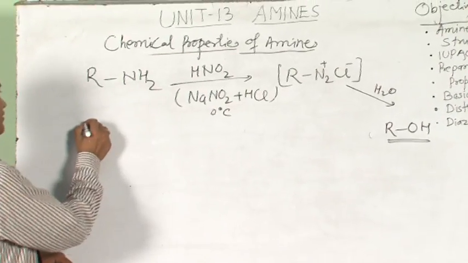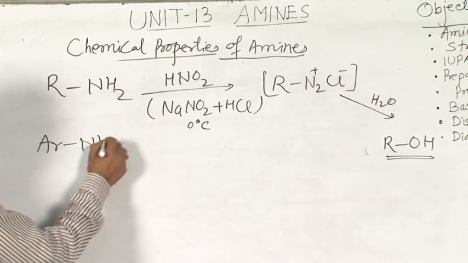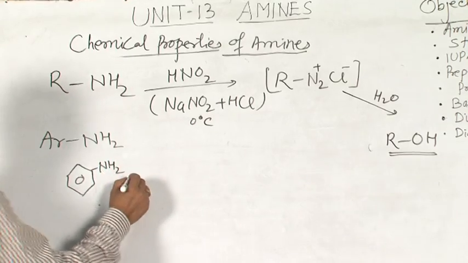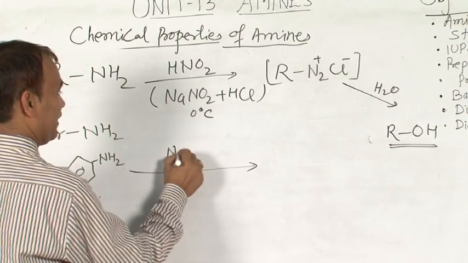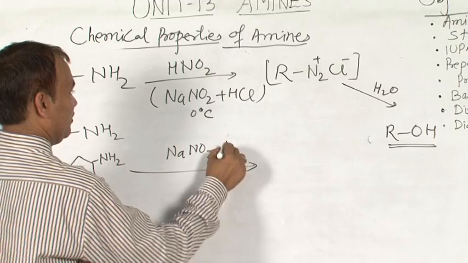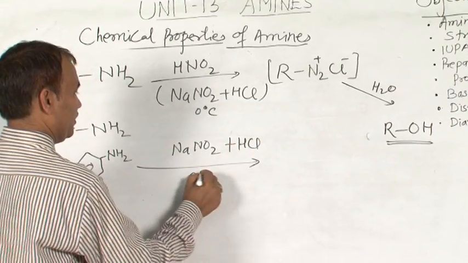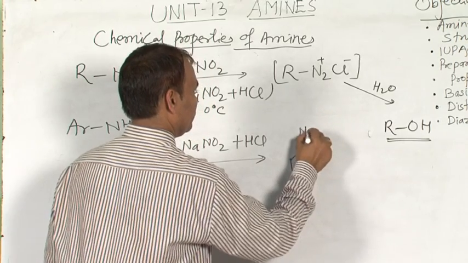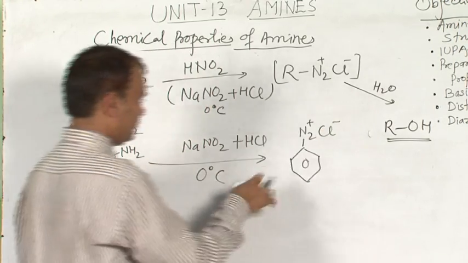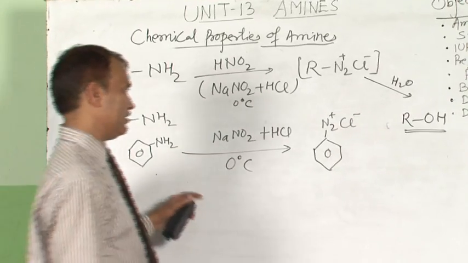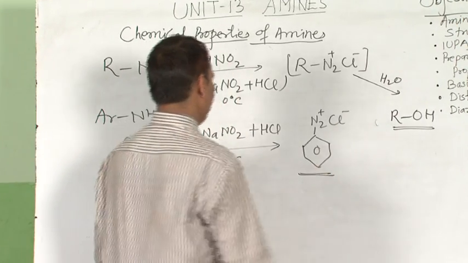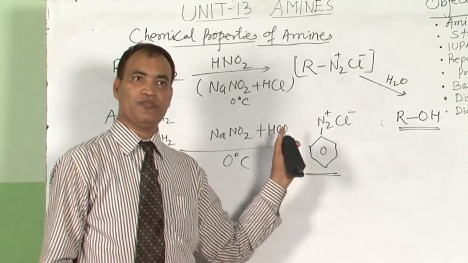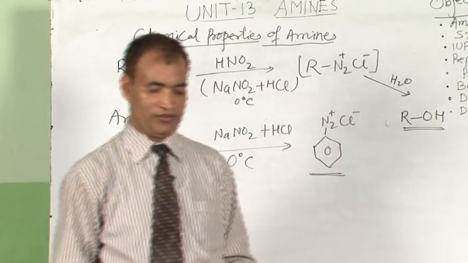But aromatic amine, for example aniline, when treated with sodium nitrite and HCl at 0 degree Celsius, gives benzene diazonium salt. We will discuss the benzene diazonium salt later on. It has high synthetic importance, used for the synthesis of a number of organic compounds.